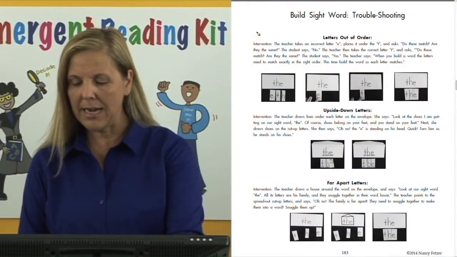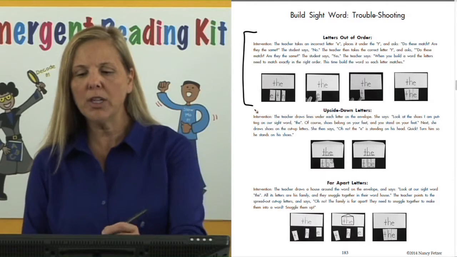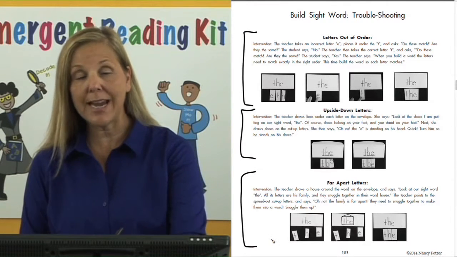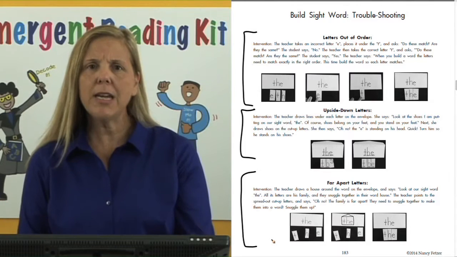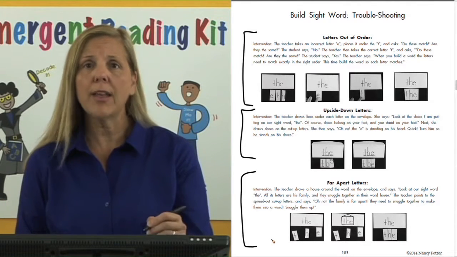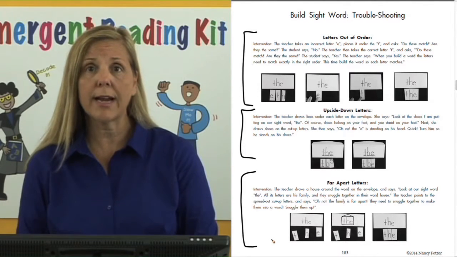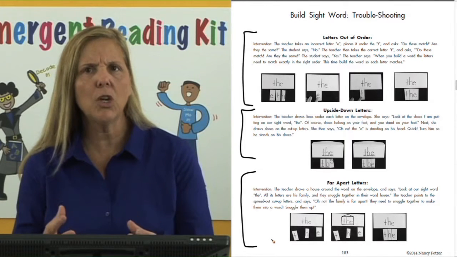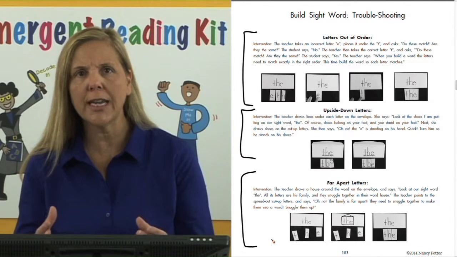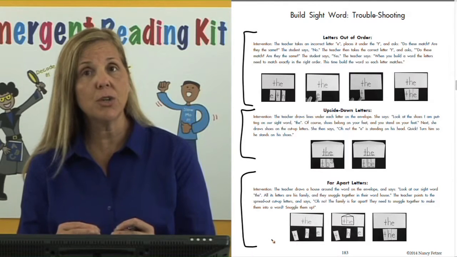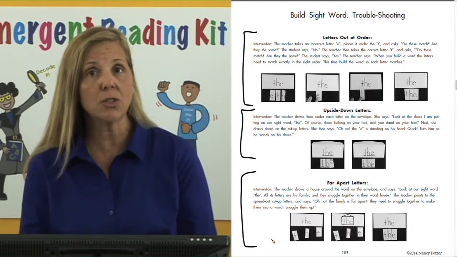On the following page, 183, what you will see are 3 different intervention activities. Many times, you will have students that have difficulty with this build-a-word activity, which means that they're confused. They don't understand what a word is. That's a perfect opportunity as a teacher to teach them these new skills.